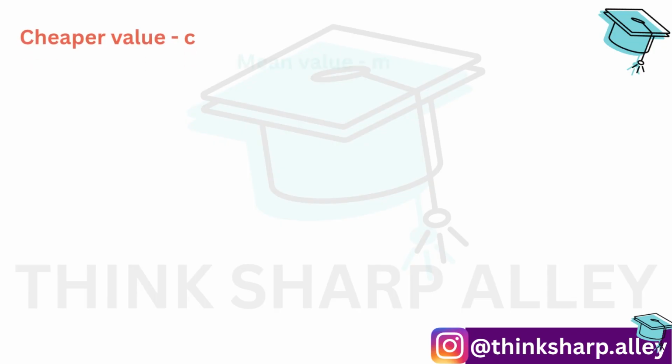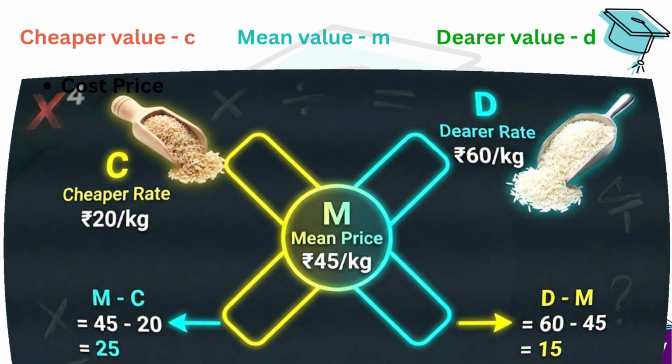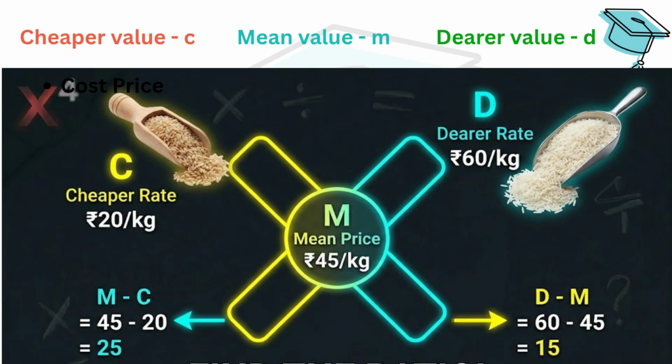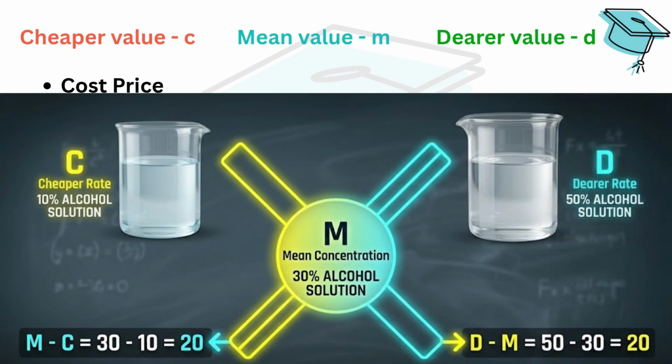Remember here C, M, D, they are simply numerical representation of quality. Sometimes they denote cost price, that is the value. For example, you mix rice worth rupees 20 per kg with rice worth rupees 60 per kg to get a mixture that costs rupees 45 per kg. Or it may denote concentration or strength, common in chemistry or pharmacy, when mixing liquids of different strength. Suppose you mix 10% alcohol solution with a 50% alcohol solution, so that is your D, to create a new liquid with a 30% concentration, that is your M.